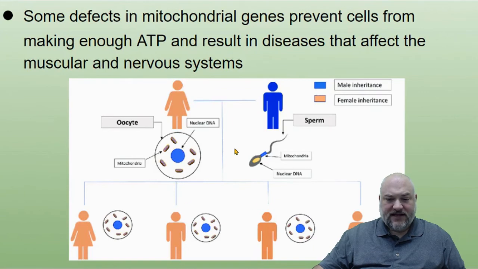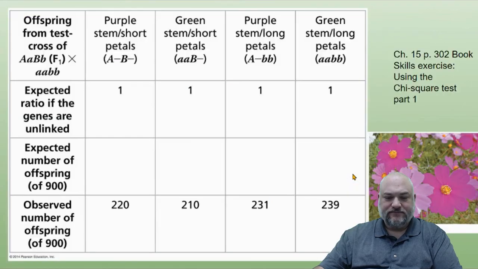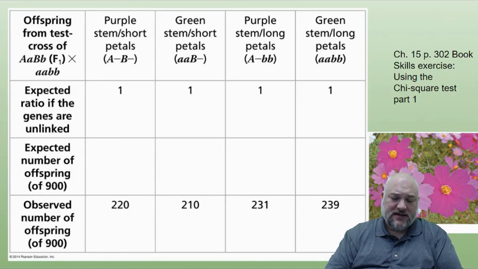So here we can see, oh, I had this picture and I forgot about it. Here is the oocyte, here's the sperm, okay? And when the sperm and the oocyte mix, it's the same mitochondria, no matter whether you're male or female. All right, at this point, folks, we're going to pause.